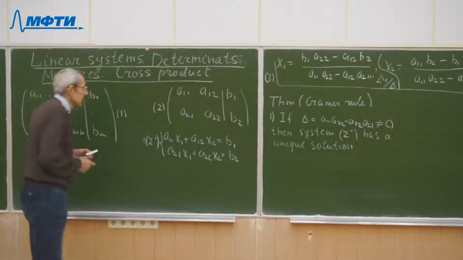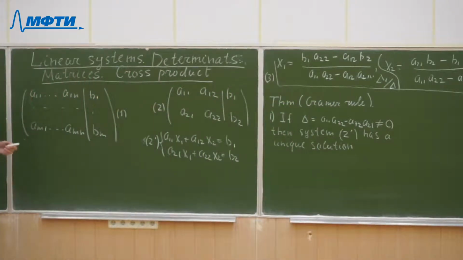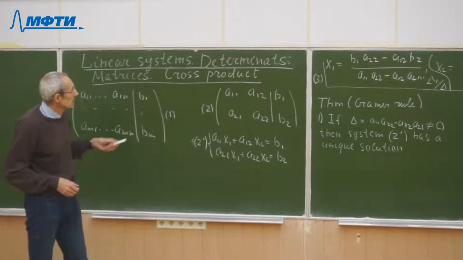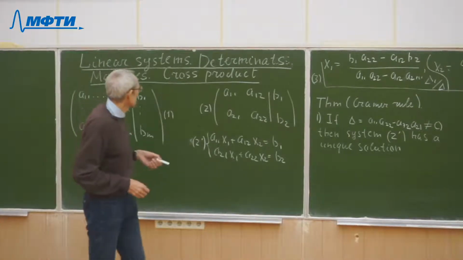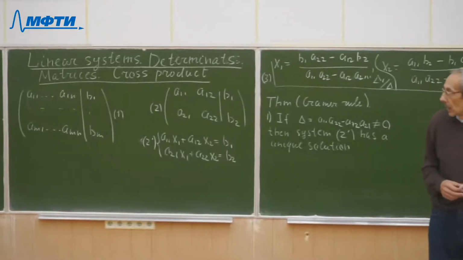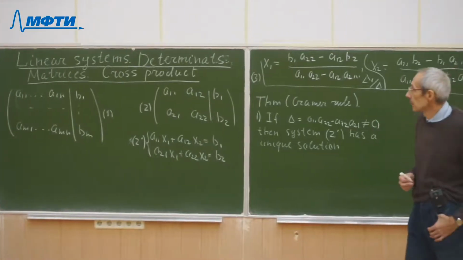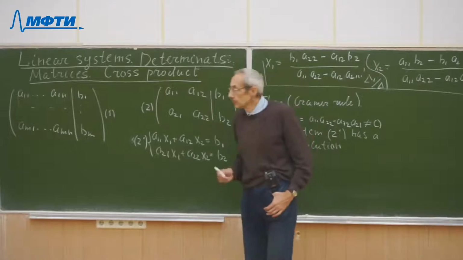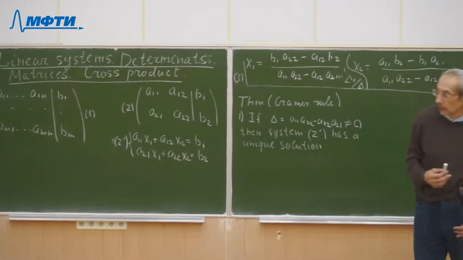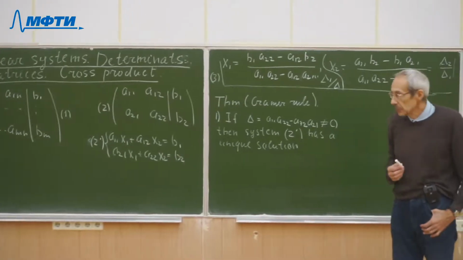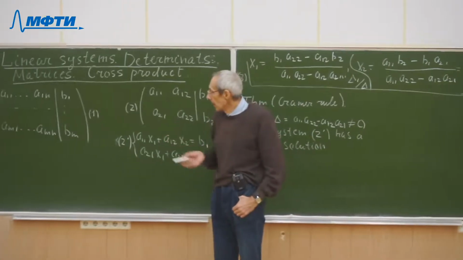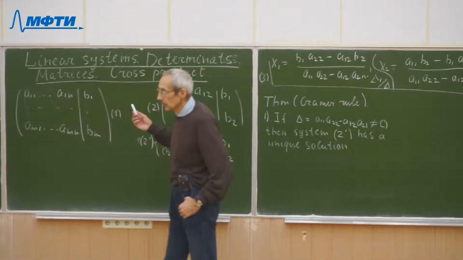I'm going to discuss the following basic notions: linear systems, determinants, matrices, and I'll try to explain in the second half what the cross product means. I recall some definitions which were given in the previous lecture. What does a linear system mean?